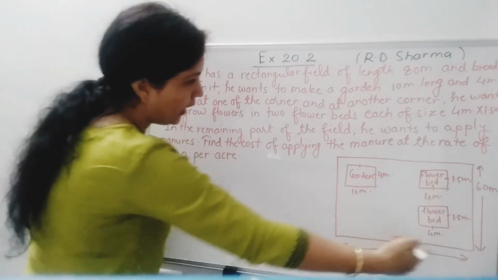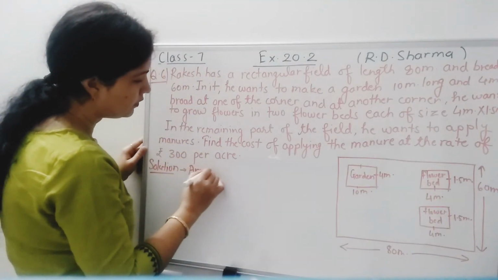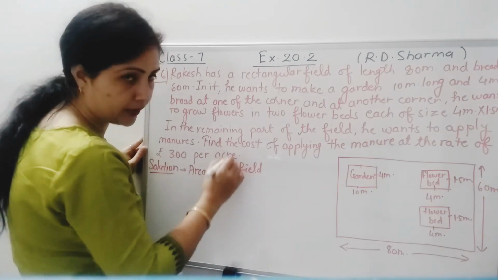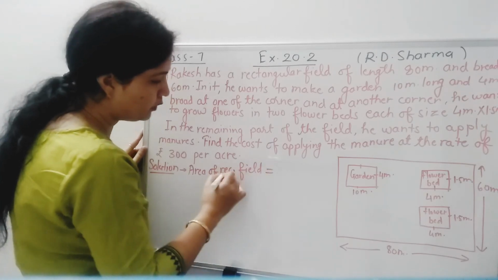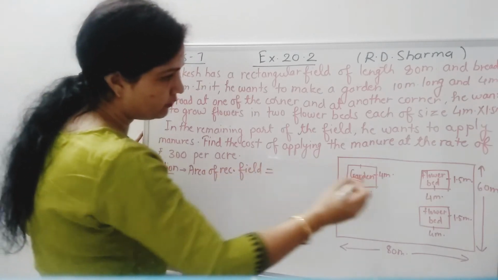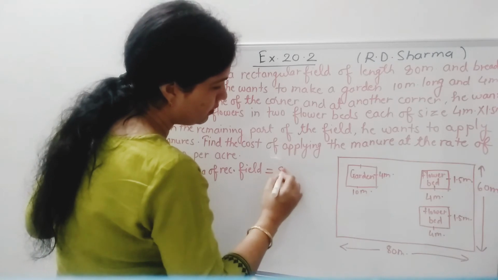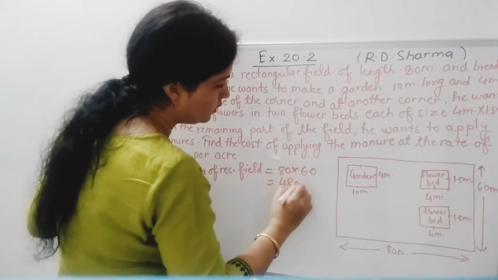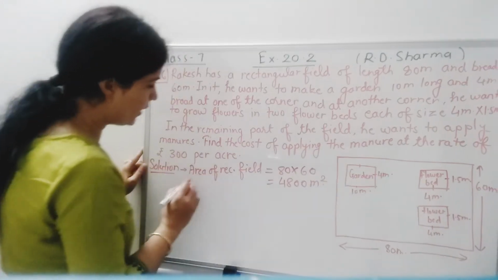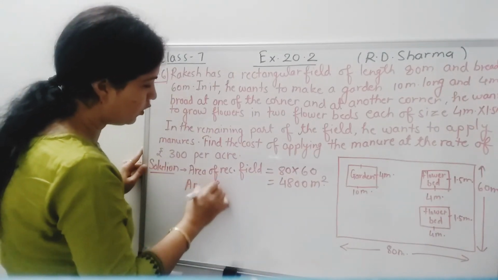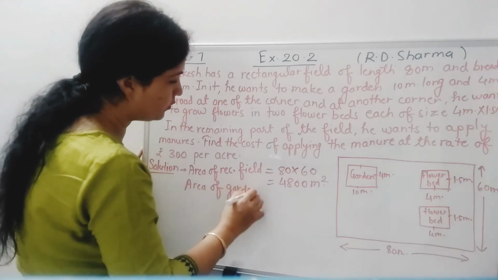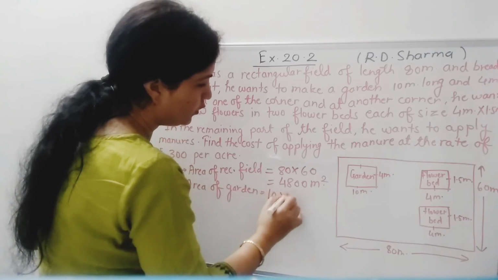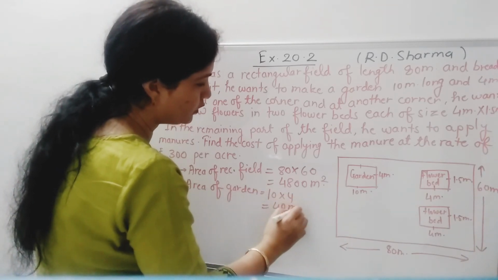First we will see the area of the rectangular field. Area of rectangular field is length into breadth. Length is 80 and breadth is 60. After that we will see the area of the garden. As everything is given, you just have to find the area for each. Area of garden is equal to 10 into 4, which means 40 meter square.